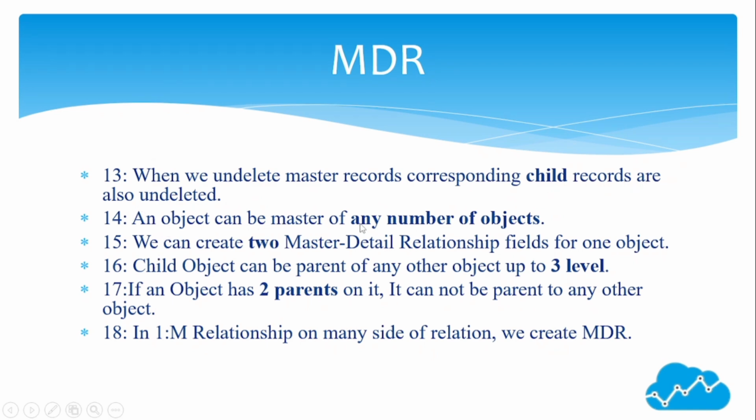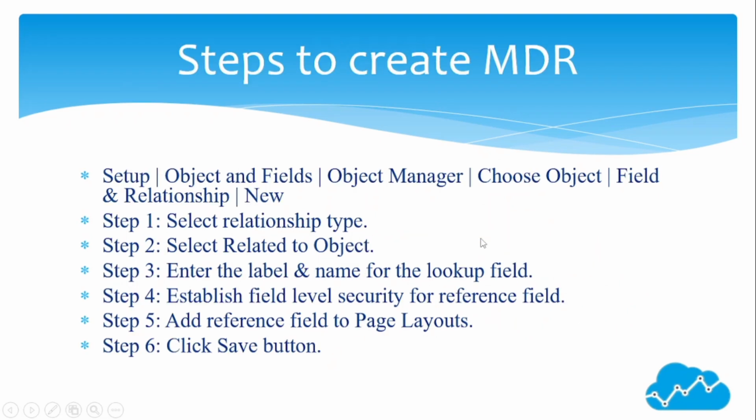An object can be master of any number of objects. We can create two master detail relationship fields for one object. A child object can be present of any other object up to 3 levels. If an object has two parents on it, it cannot be parent to any other object. In one to many relationship, on the many side of the relation, we create master detail relationship.